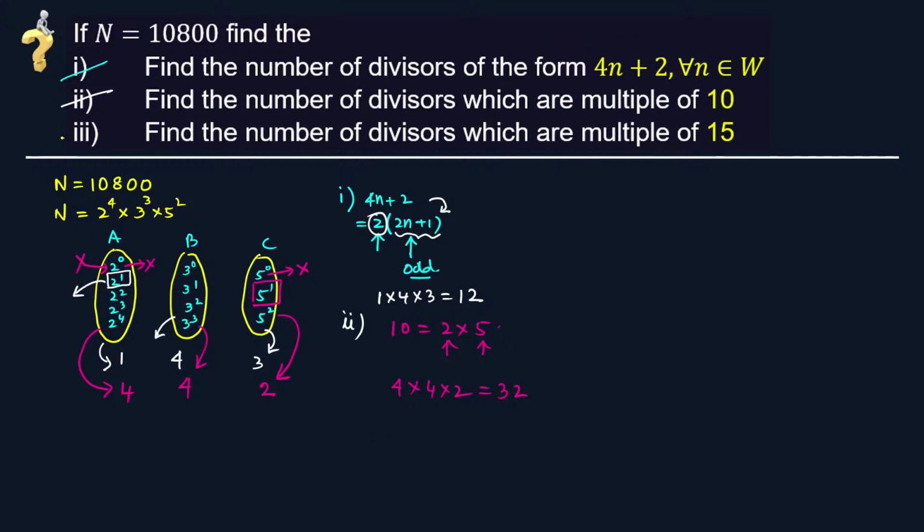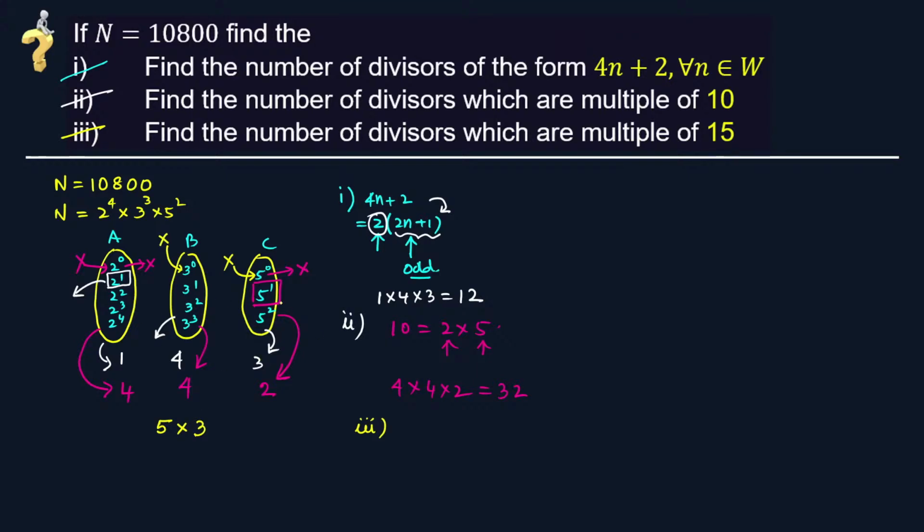Okay. So now let us come to the third one. They have said that the divisors are multiples of 15. Now you tell me, divisors are multiples of 15. How will you get that? When I have at least one 5 and at least one 3. So in this case what I will do is simply reject this 5 to the power 0. This I will not take. At the same time, I am going to reject 3 to the power 0 from set B.